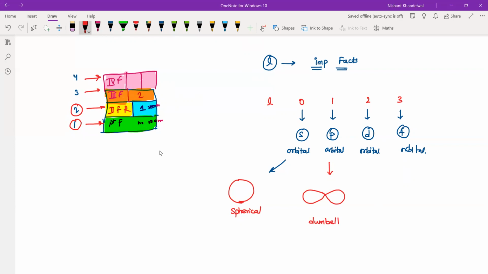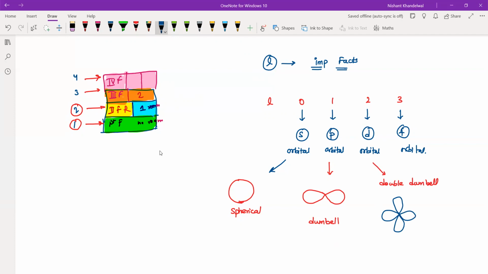Okay. D orbital is something like a double dumbbell. So I don't know about the spelling. So one dumbbell and another dumbbell. So it is a double dumbbell, just like a flower. Yes. So these are the shapes of orbitals.